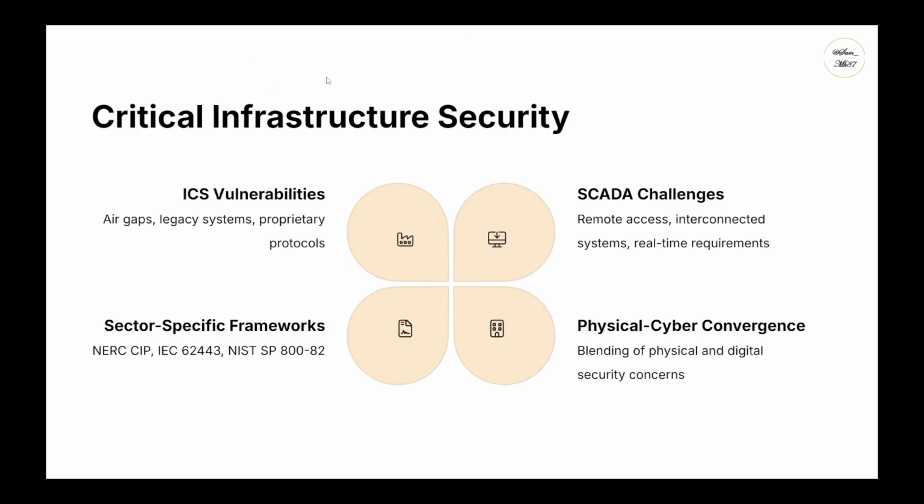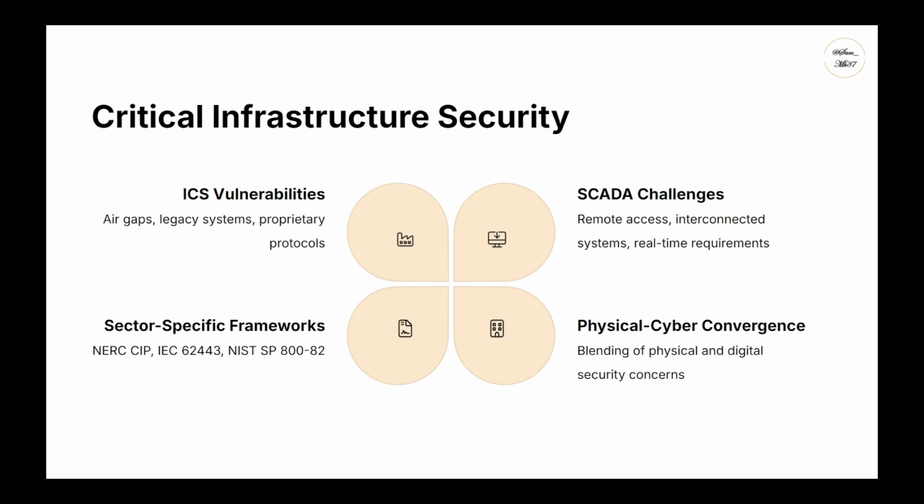So in terms of critical infrastructure security, or CIS, sectors like energy, water, transportation, and healthcare rely heavily on industrial control systems, or ICS, or SCADA systems to operate. Security in these environments presents unique challenges as well. So ICS: these environments often include legacy systems, proprietary technologies, and air-gapped networks that were not designed with cybersecurity in mind.